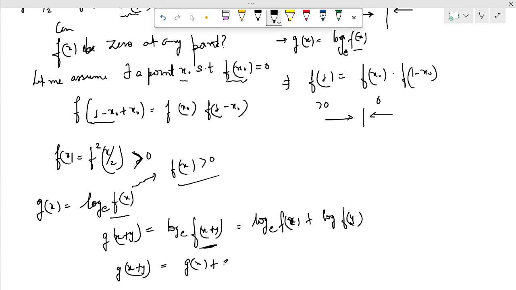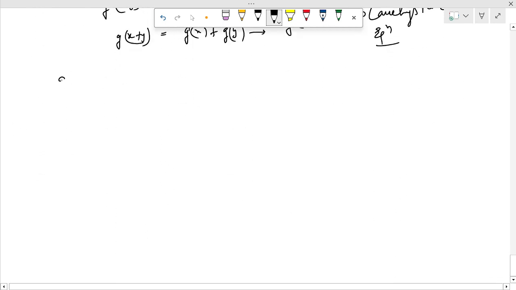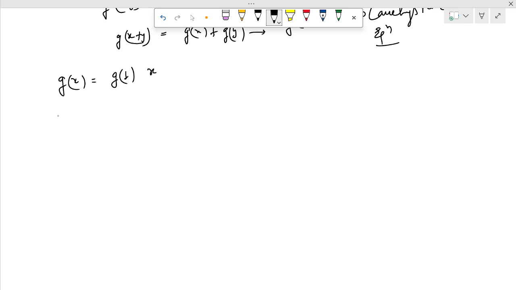So we understand that g(x) satisfies Cauchy's functional equation, and since it satisfies Cauchy's functional equation, it implies that g(x) must be some linear function. So g(x) must be equal to what? So f(x) must be equal to what? f(x) must be equal to something like this, g(1).